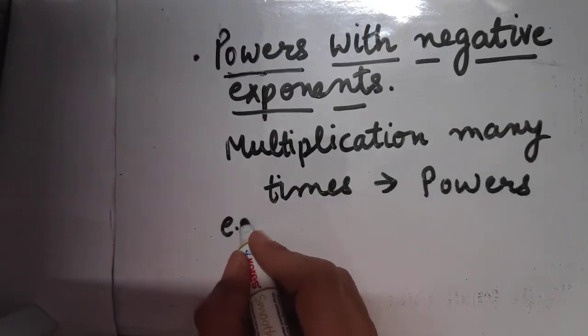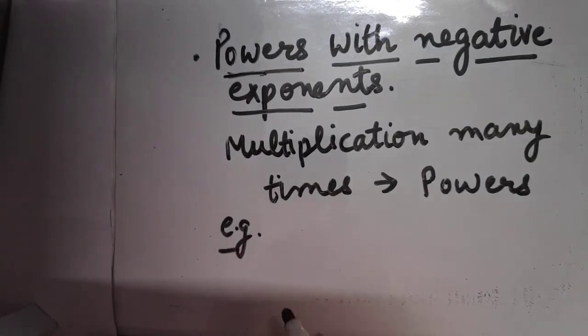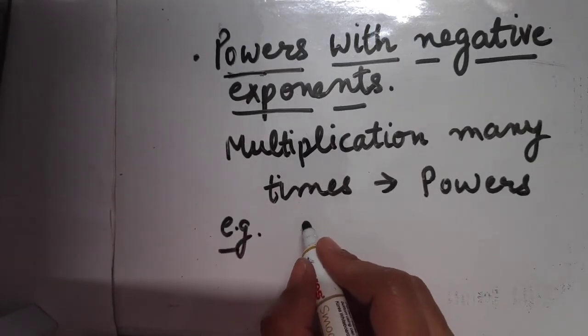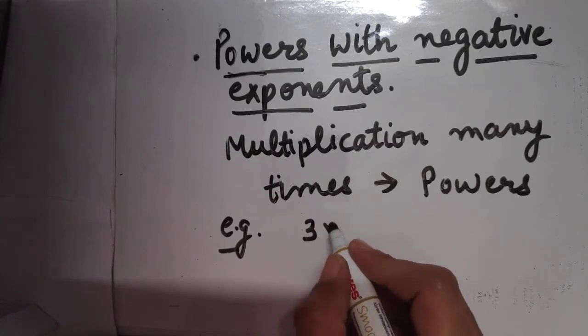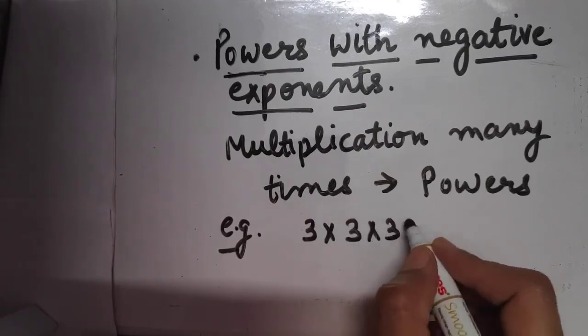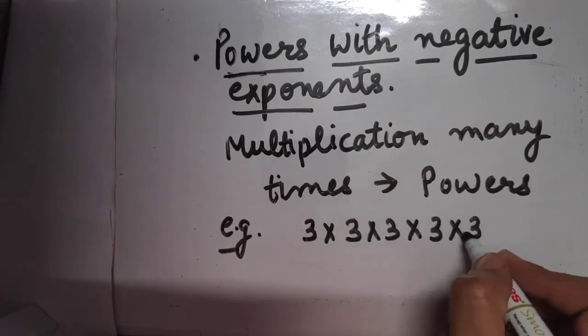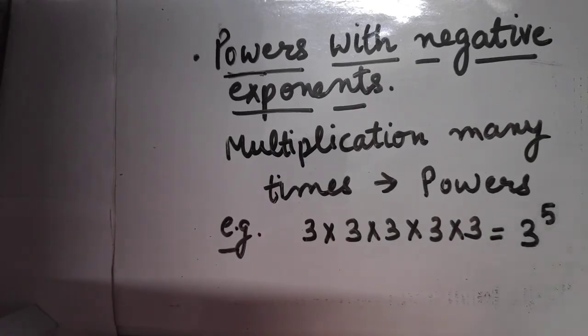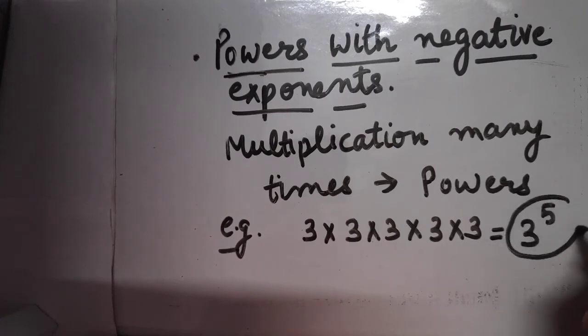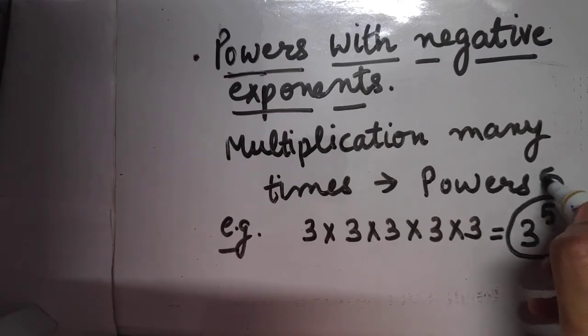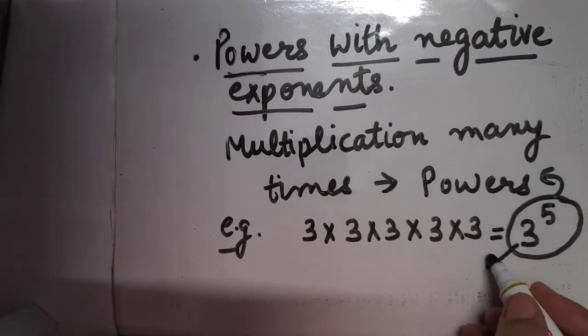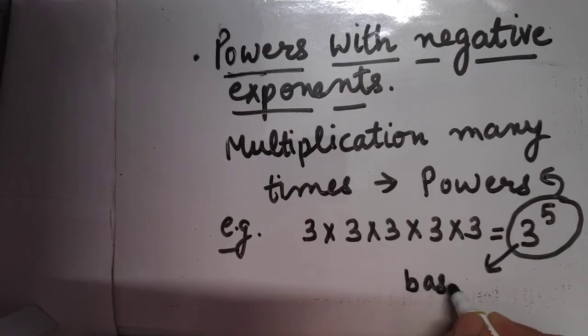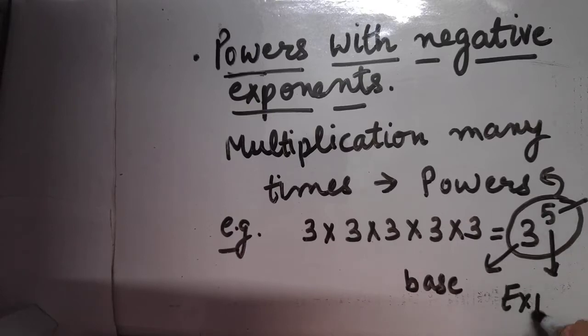For example, if I am multiplying 3 five times, it will be 3 into 3 into 3 into 3 into 3. I will be multiplying 3 five times, so I will be writing it like this. What is it equal to? 3 raised to the power 5. So this format is basically powers. Now in this format, 3 is the base and 5 is the exponent.